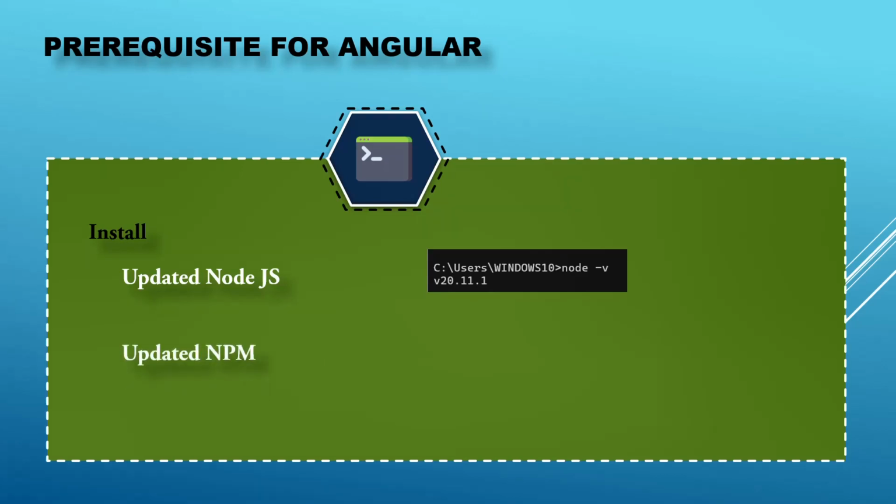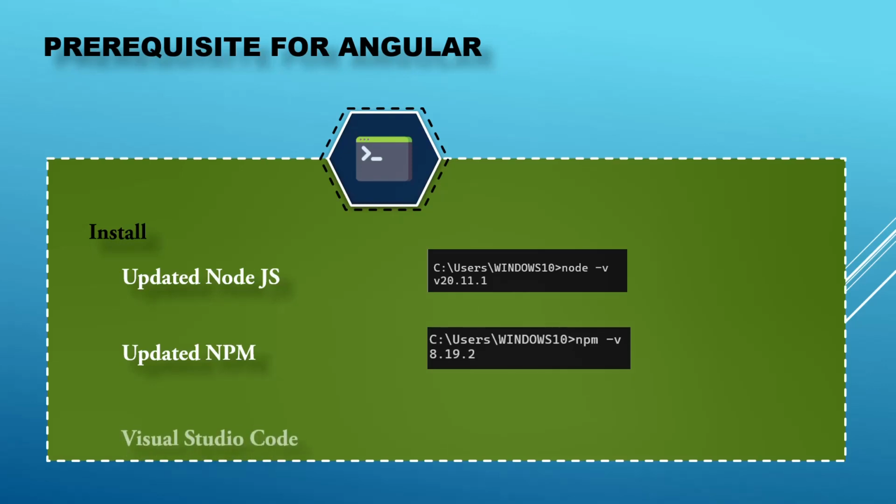After that, we'll need an updated npm. So how can you check this? You need to go to the command prompt by typing the cmd command in Windows, and then you can check npm -v, or npm hyphen v. You need to check.